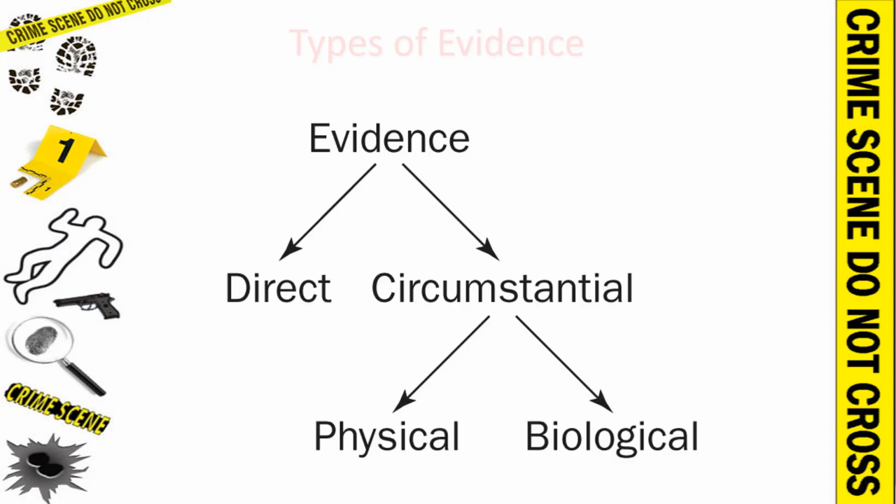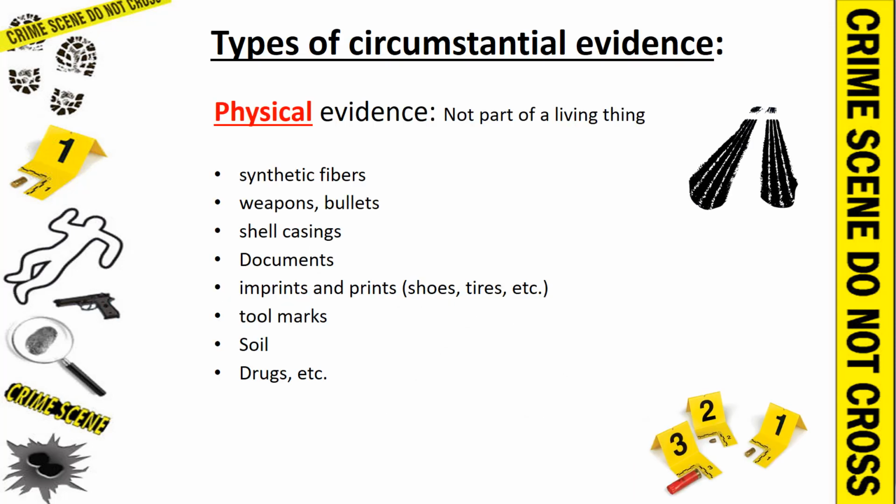So in this next slide, I'm going to show you a little tree of evidence. So we have evidence, and it breaks down into two categories, direct and circumstantial, which we've already talked about. And then circumstantial breaks down into physical and biological. One piece of evidence can be more than one category. So a biological piece of evidence is also considered circumstantial. And we'll look at some examples here.